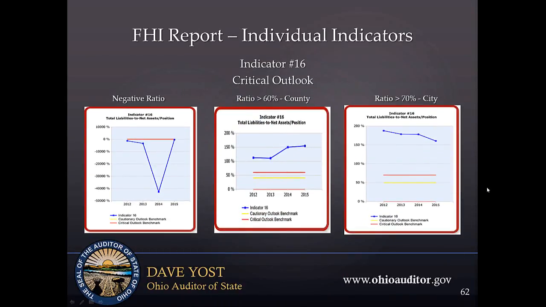A critical outlook for indicator 16 can be reflected as a negative ratio for either cities or counties. It's falling below the red line. Or if the ratio for a county is above 60%, or above this red line, for a city, it's falling above the red line again, or above 70%. The red line in this situation is 0%, so there are two different red lines on the chart. You will see when we go to the actual report.